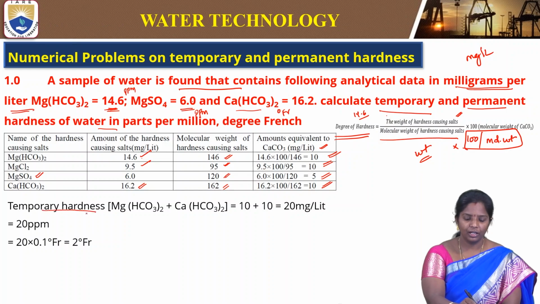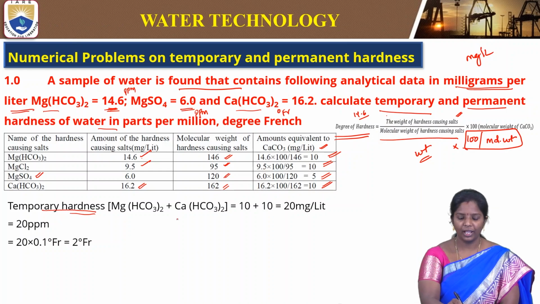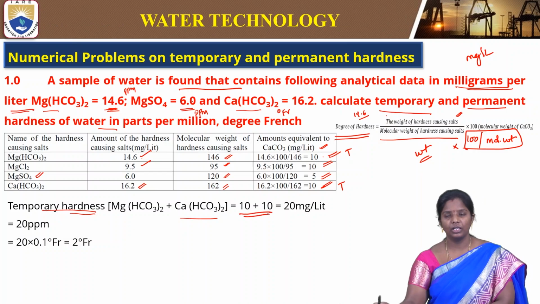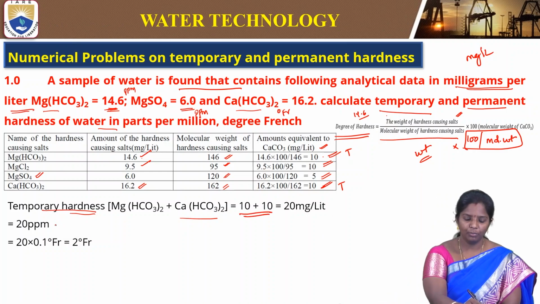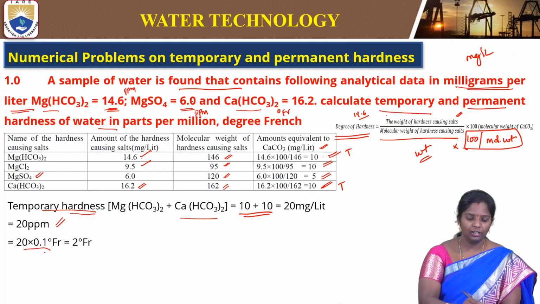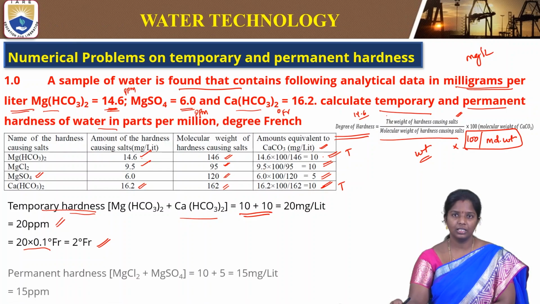For calculating the temporary hardness, like we have seen, the bicarbonates of calcium and magnesium are responsible for temporary hardness. So what are the salts present here? Bicarbonates of magnesium and bicarbonates of calcium. So 10 plus 10, temporary hardness is equal to 20 milligram per liter or 20 ppm. So we have to convert to degree French. Multiply with 0.1 degree French, it is equal to 2 degree French, which is the temporary hardness present.